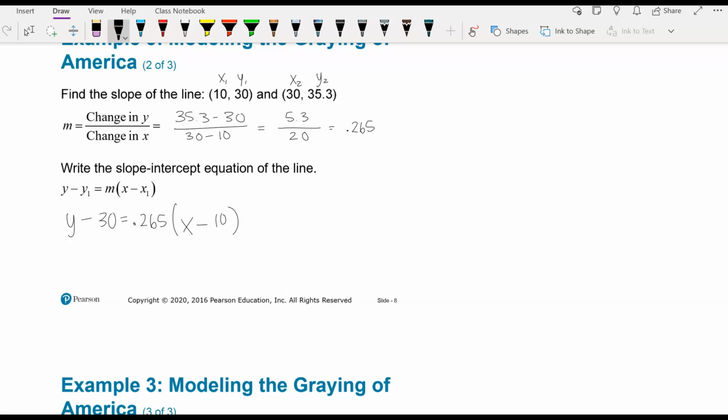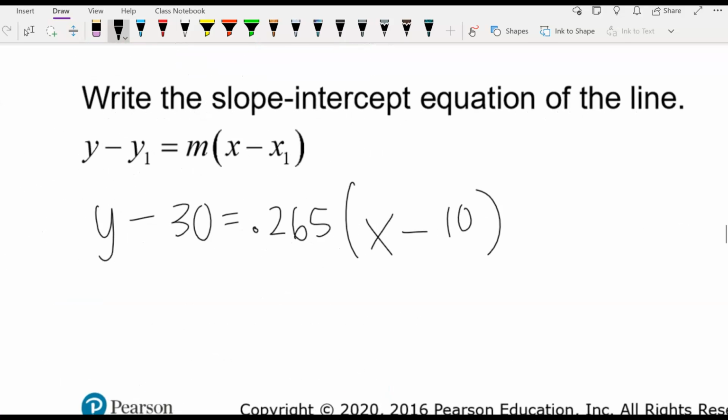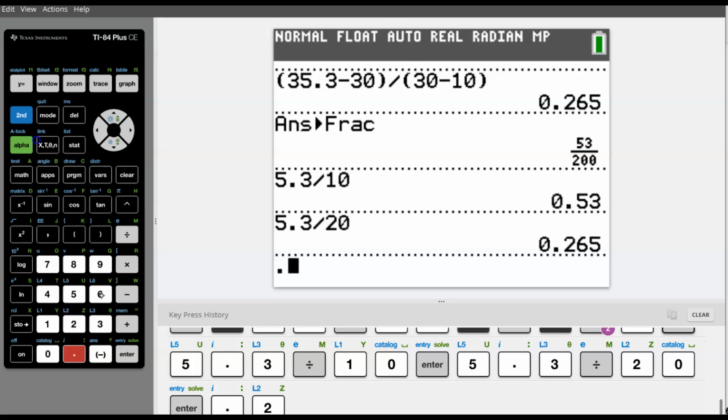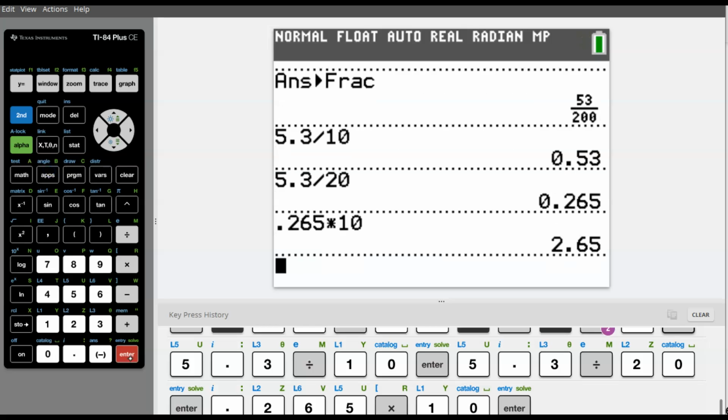All right, so then we put it in our slope-intercept equation, but this is our point slope. So we want to get it in that y equals mx plus b formula. So y minus 30 equals 0.265x. And then we want to multiply that by 10. So 0.265 times 10, it just basically will move the decimal place over. So 2.65.